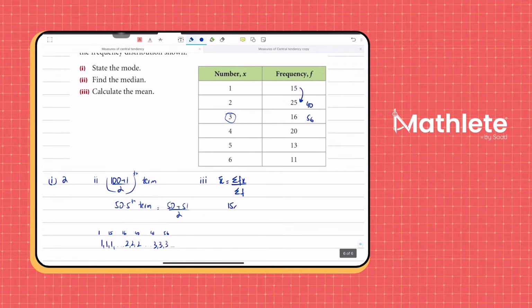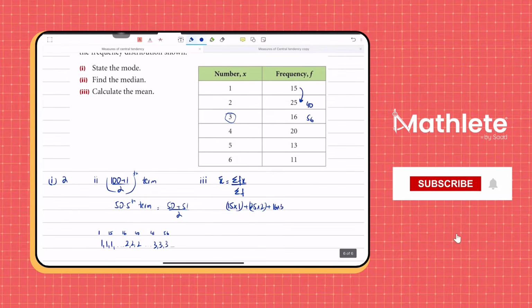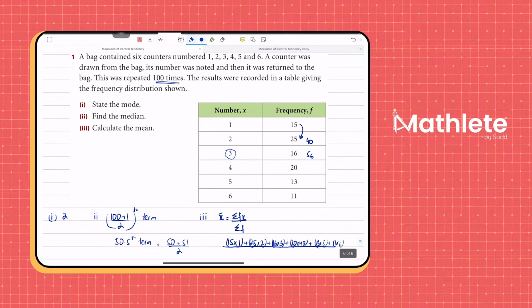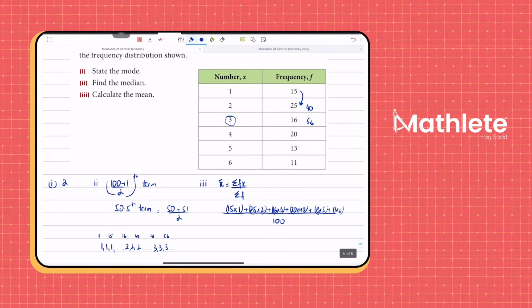So frequency multiplied by 1, plus 25 multiplied by 2, plus 16 multiplied by 3, plus 20 multiplied by 4, plus 13 multiplied by 5, plus 11 multiplied by 6, divided by the total frequency, again, which you will find if you just read the question. And let me see if 3.24 is the correct answer. Just a minute, hang on.